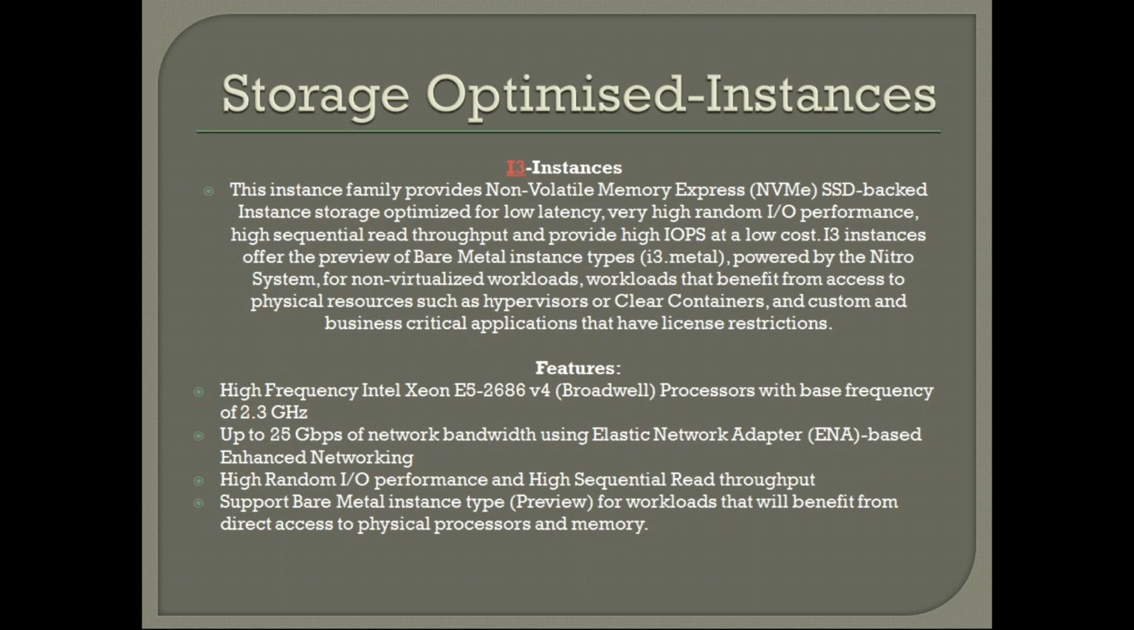So as I said, bare metal is without a virtualized server or a virtual server. So everything runs on the hardware, with hardware like CPU, GPU, all those things readily available inside the hardware. To support this, bare metal instance preview is for workloads that will benefit from direct access to physical processors and memory. So direct access will be given to physical processors and memory. Processor is nothing but the CPU and memory is nothing but the RAM that you are using.